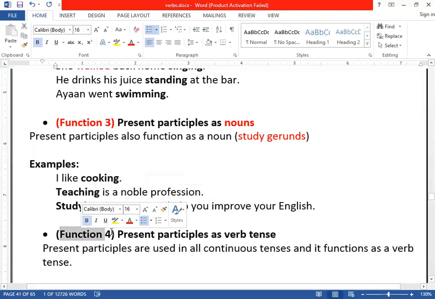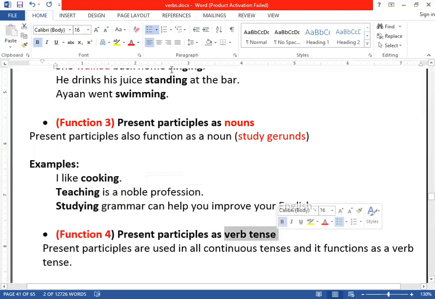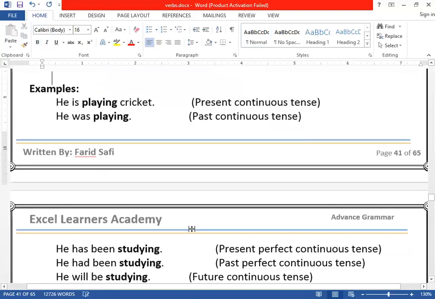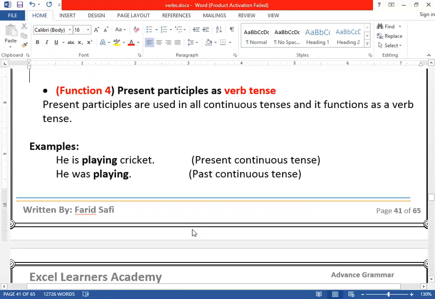The fourth function we have here is that the present participle can function as a verb tense. It means that in all continuous tenses, we can use the ing form. Later on, inshallah, we will study tenses as well. Whether it is present continuous, past continuous, present perfect continuous, future continuous, future perfect continuous, or past perfect continuous, in all continuous tenses we use the ing form of verb, and it will function as a verb, not a noun, not an adjective, and not an adverb.